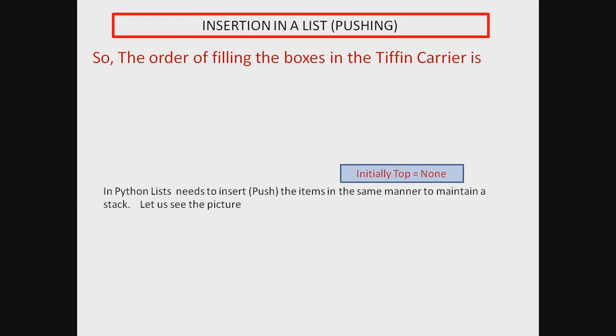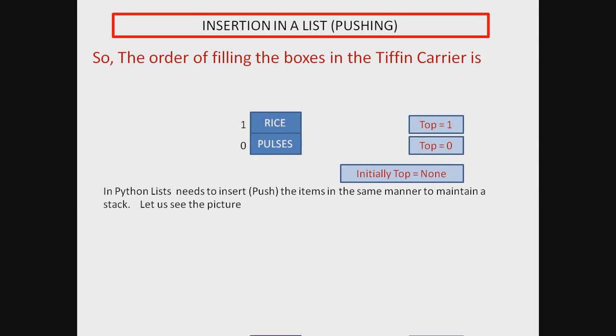Let us see it. Top is initially None. When pulses went into the box, top became 0. When rice went into the box, top became 1. When curry comes in, top becomes 2. And when salad goes in, top becomes 3. So this is how the order is being maintained from 0 to 3, and the value is being maintained at top from 0 to 3.